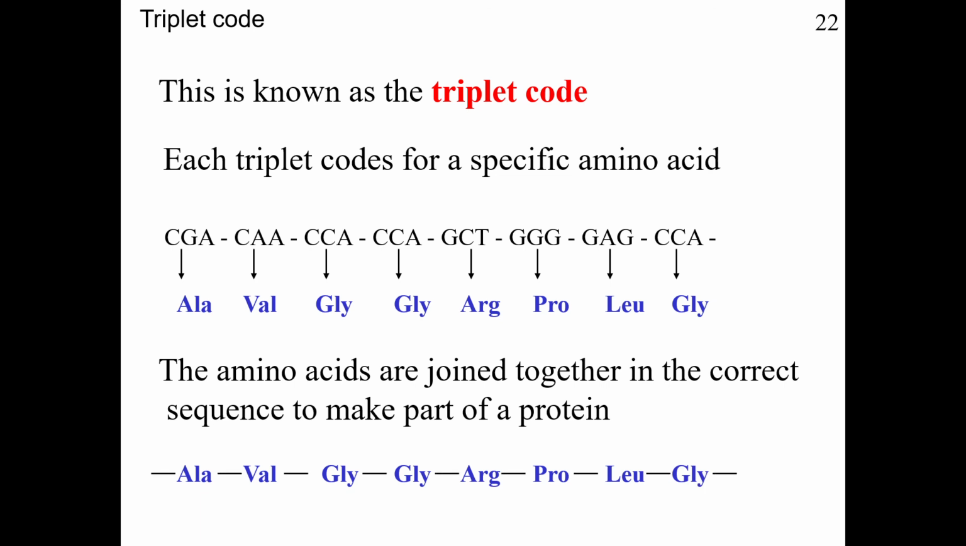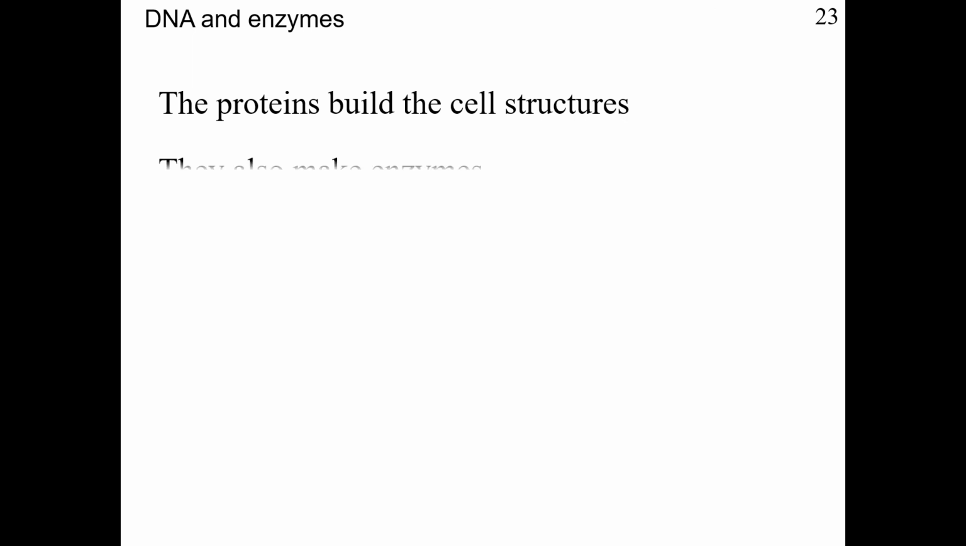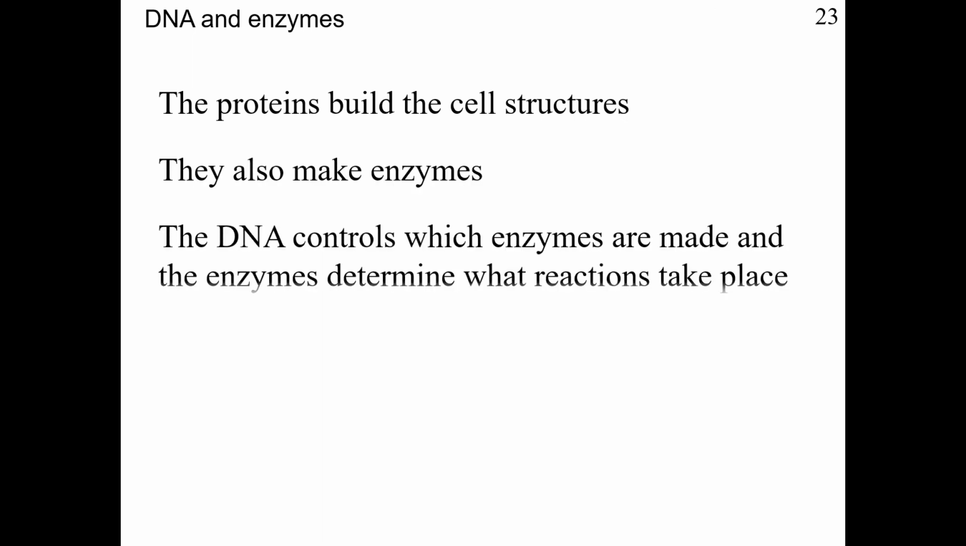There they are again. Now they're a protein. Okay. The proteins build the cell structures, and they also can make enzymes. And enzymes are things that help chemical reactions take place. So they make sure that the chemical reactions in your body are going appropriately.